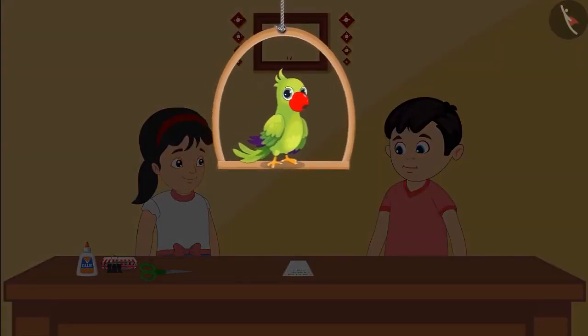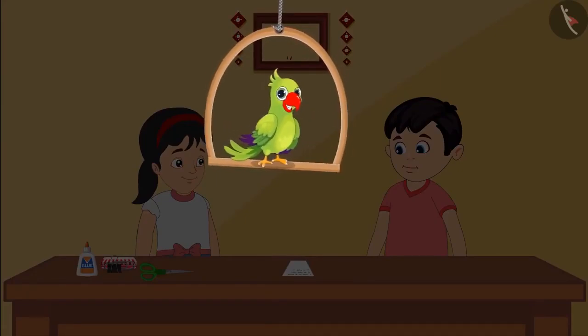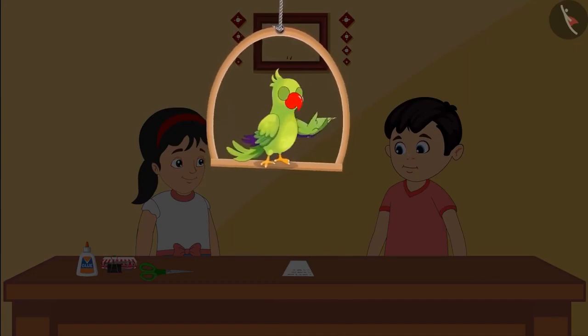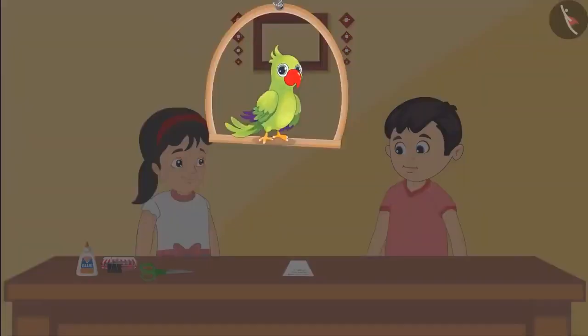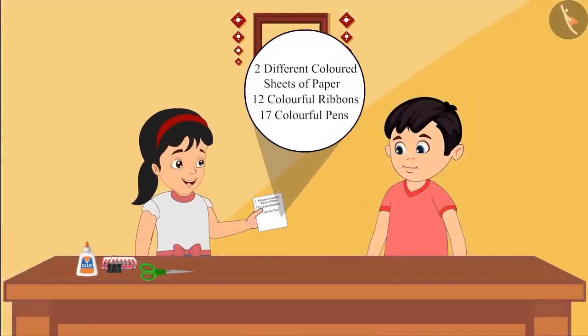Today is Pinky and Chotu's parents' wedding anniversary. And that's why Pinky and Chotu decide to make a card for their parents. Pinky needs some objects to make the card and she makes a list of these objects. Chotu, we need all of these objects to make a card. Can you go quickly and get all these objects from the nearby shop, please? Meanwhile, I will start making the card.